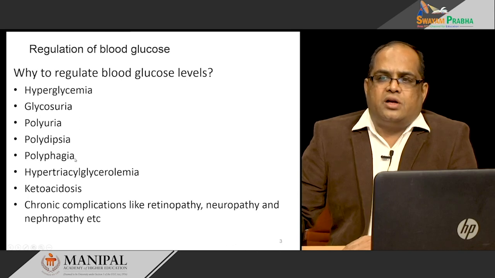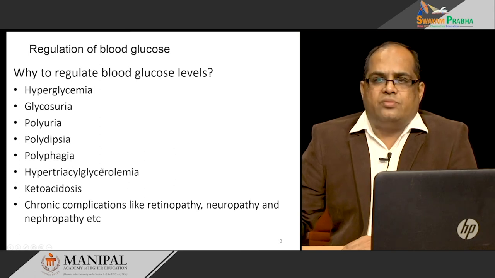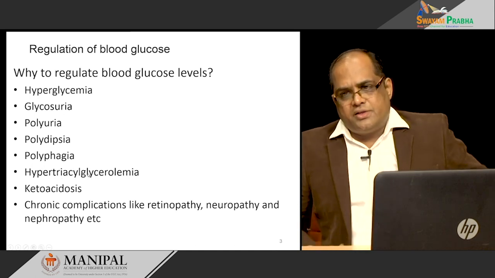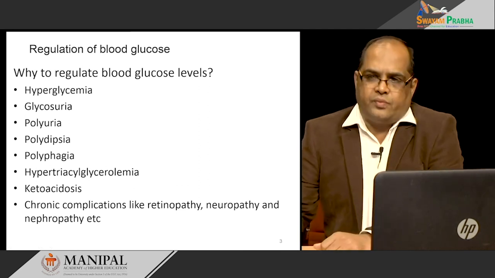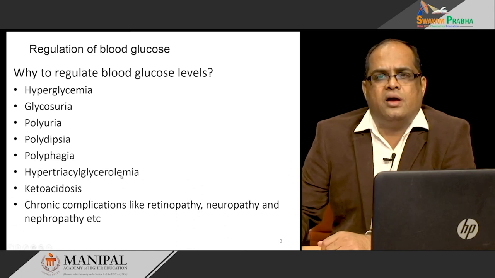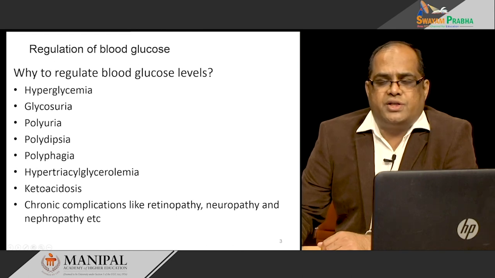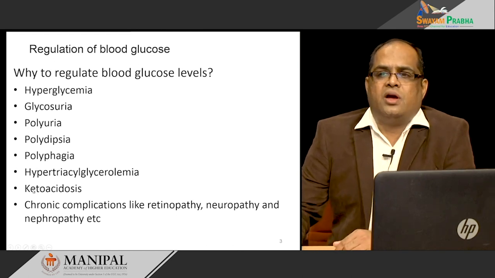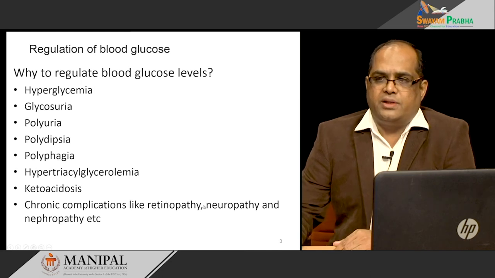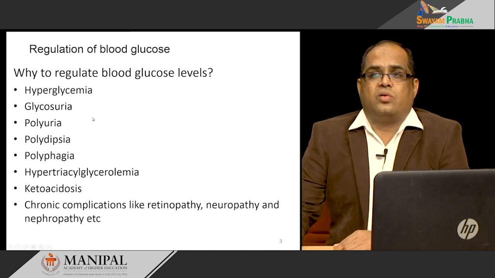And if it is uncontrolled, and the glucose is too high in the body, the body starts catabolizing the lipid store in the adipocytes and produces an increase in the level of triacylglycerol in the blood, causing hypertriacylglycerolemia, increased triacylglycerol level in the blood, and in the long run the patient will have ketoacidosis, also an increase in the ketone bodies causing ketoacidosis. If proper treatment is not taken, chronic complications like retinopathy, neuropathy and nephropathy can be seen. This is the reason we have to maintain our blood glucose level.